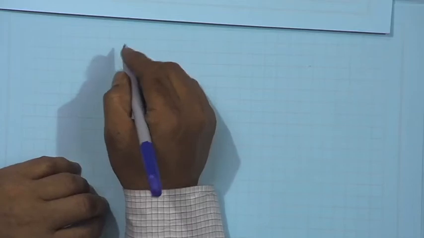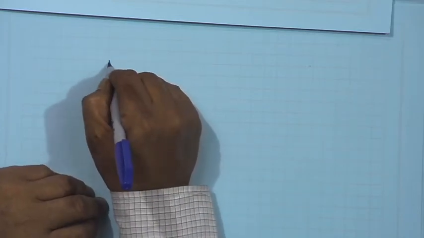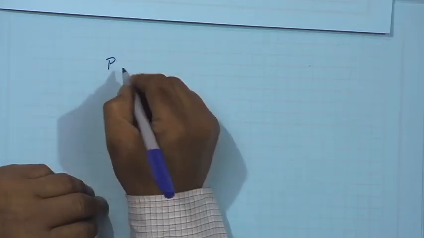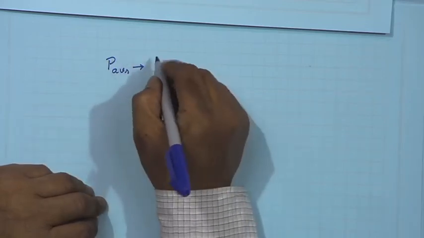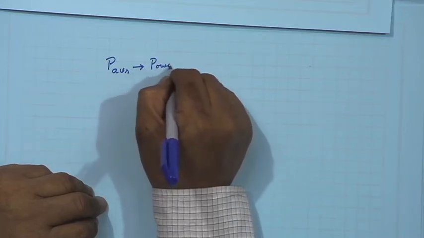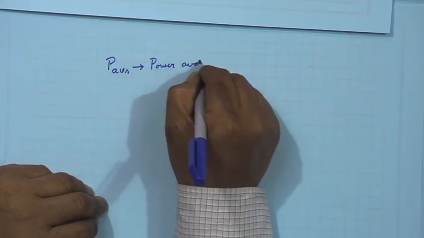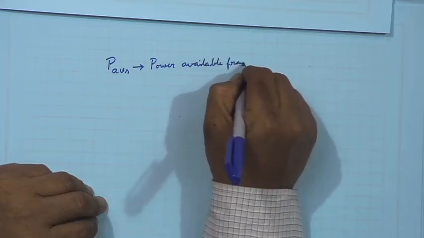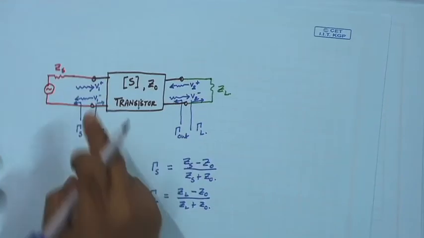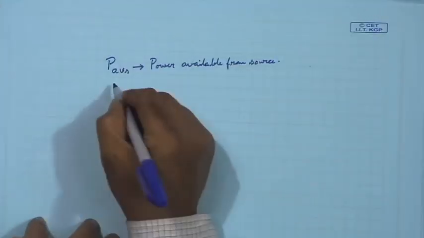You see here, with respect to this previous figure, we will now say 3 definitions of power. One is P_AVS, this is actually the power available from source. That means the power that the source can deliver, that we are calling power available from source.